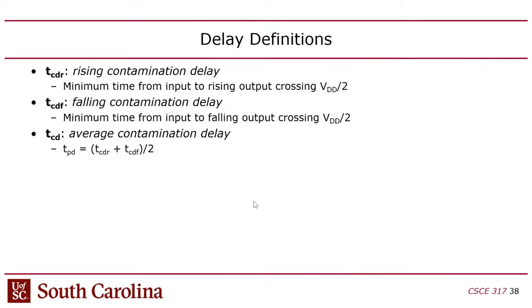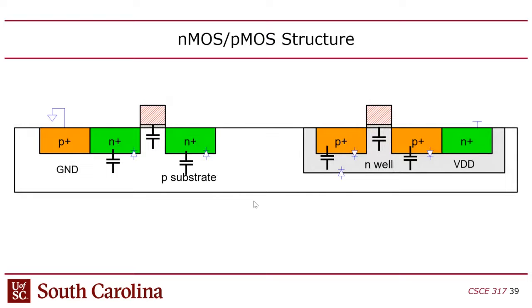So the contamination delay, there's a rising and a falling contamination delay. It is a delay from input to output, but it's the shortest amount of time you can expect to wait, versus the propagation delay, which is the longest amount of time you can expect to wait. And it's based on which inputs cause the gate to switch. Certain combinations of inputs will cause the gate to switch faster because of the parallel and serial nature of the pull up and pull down networks. Hopefully that makes sense. Okay, so the last thing I want to talk about is how do we actually calculate the delay?